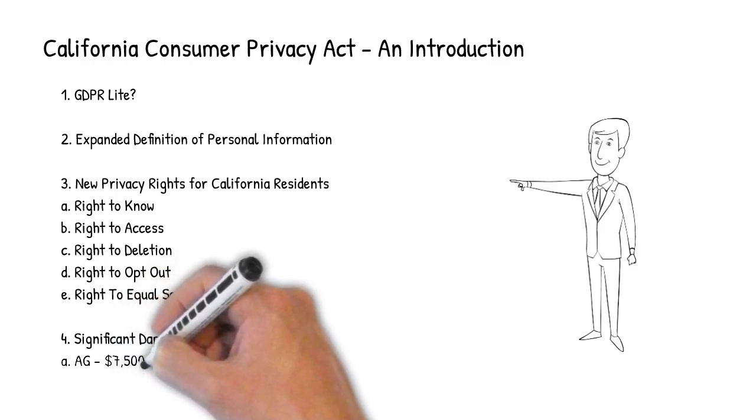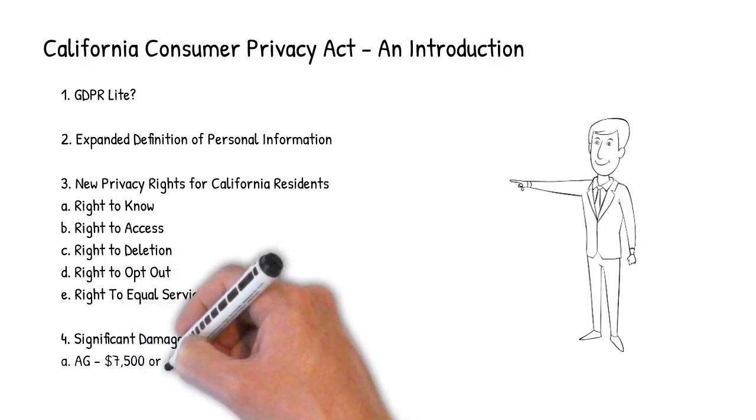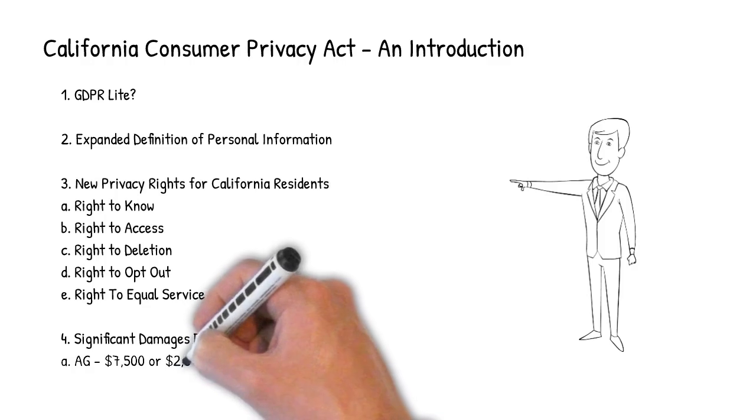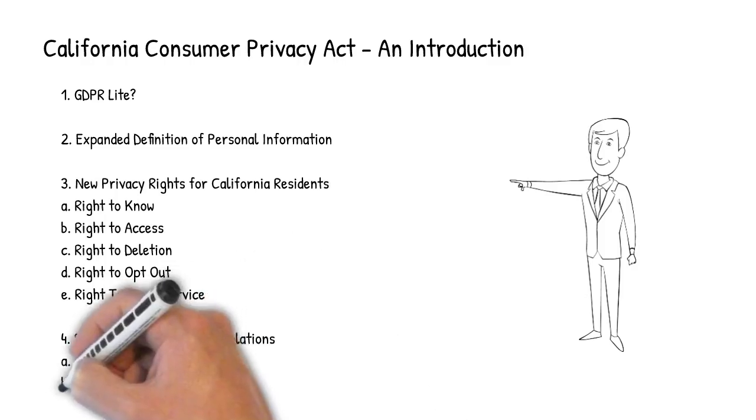D, your right to opt out. So if you're selling the information of the person, they can tell you to stop. Don't sell my information anymore. And that will probably be followed up by a request that you delete it. So the idea here again is we're trying to give some control to consumers.